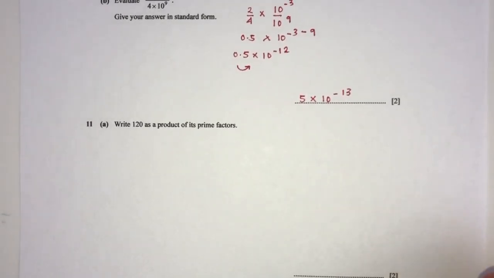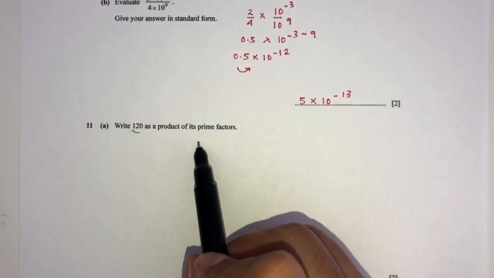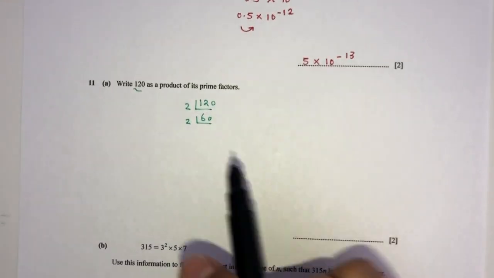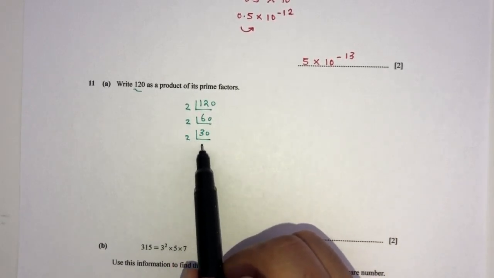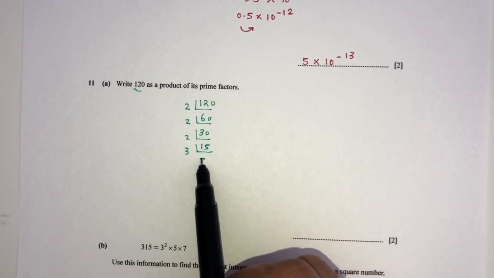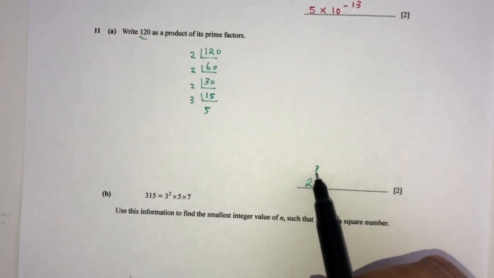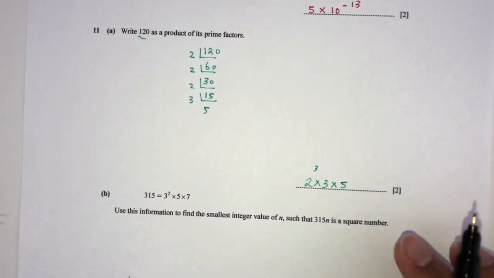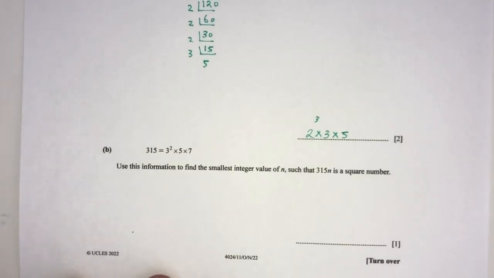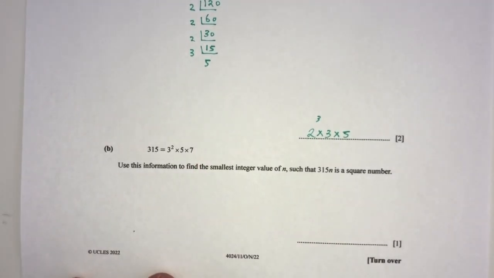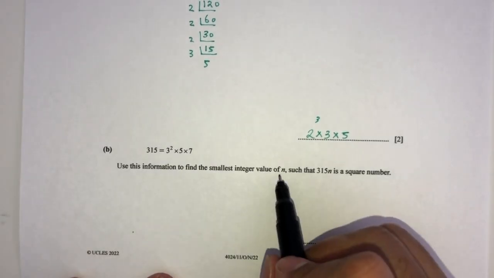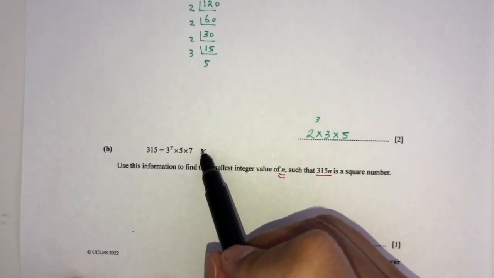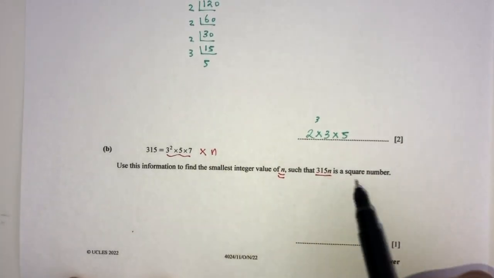Now 11. So we have to write this as a product of its prime factors. So 60 divided by 2 is 30, divided by 2 is 15, divided by 3 is 5. So 2 power 3 times 3 times 5 will be the product of its prime factors. Now for part B, we have 315 is equal to this one right here. Use this information to find the smallest value of n such that this is a square number. So by what value n we have to multiply this to give you a square number.